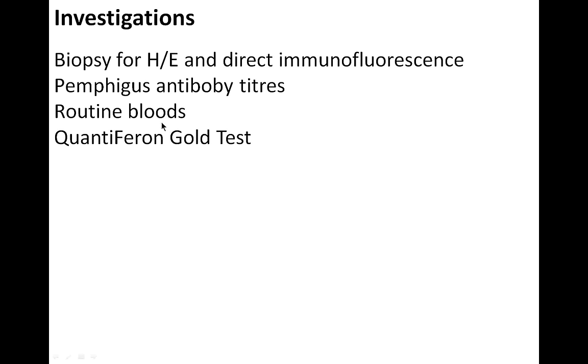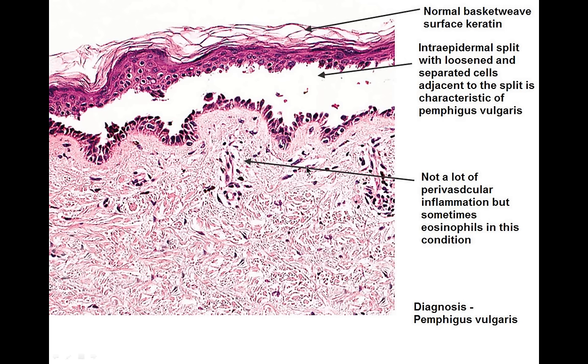You're going to do your routine bloods because the drugs you're going to use are quite serious drugs, and you need to know that the patient's got reasonable kidney and liver function. And you do the Quantiferon Gold test because that picks up if the patient's had TB before or atypical mycobacterial infections. And the problem is that the drugs you're going to use in treating pemphigus will suppress the body's immune system, and so if they've got one of these diseases that they're sort of controlling just and holding, then it can break out when they're on those drugs. So these are the main investigations that you're going to do.